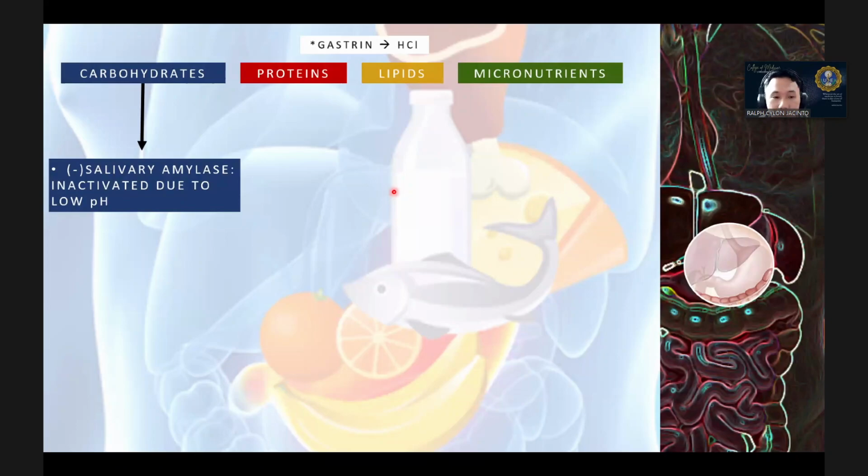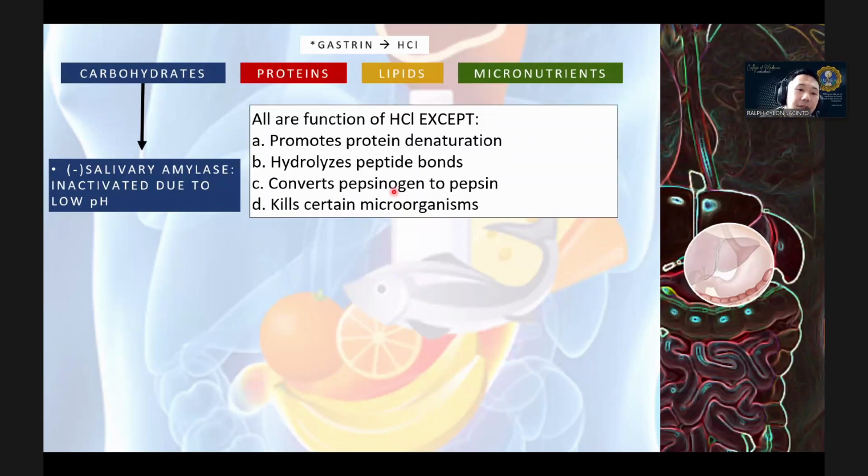So with regards to proteins, all are function of HCl except: A, promotes protein denaturation. Letter B, hydrolyzes peptide bonds. C, converts pepsinogen to pepsin. D, kills certain microorganisms. Take note, this is an exact question. So which is not a function of your HCl?